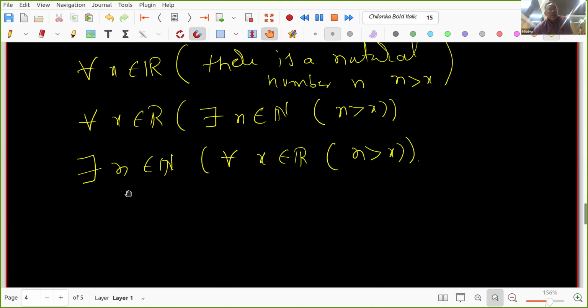How many of you agree that these two statements convey the same meaning or different meaning? One statement is: for given any real number, there is a natural number n greater than x. That we have done. The other: there exists a natural number such that, given any real number, n is greater than x. Do these convey the same or different meaning? If it is same, tick yes. If it is no, tick no. We'll discuss, don't worry. Whatever you feel, you can tell.